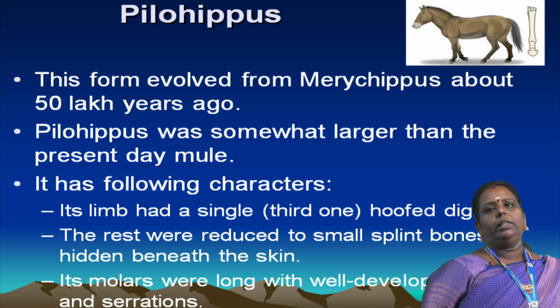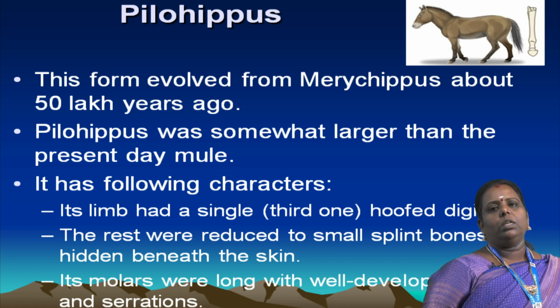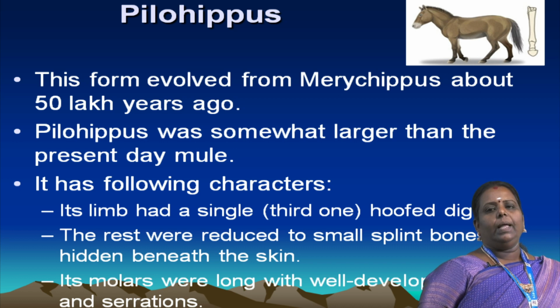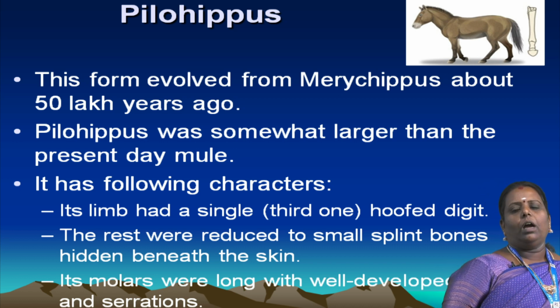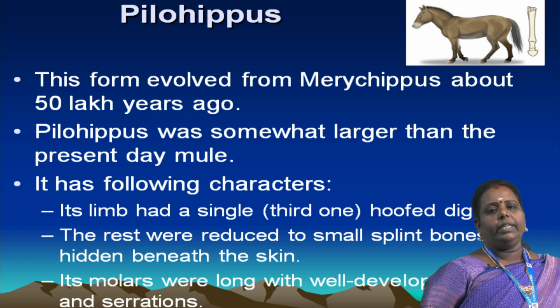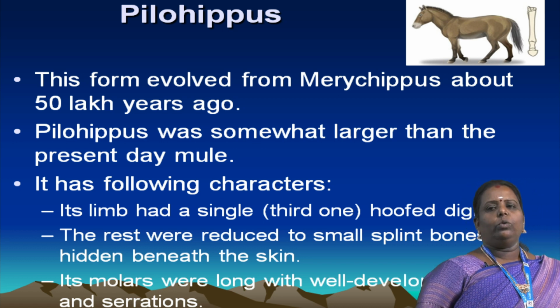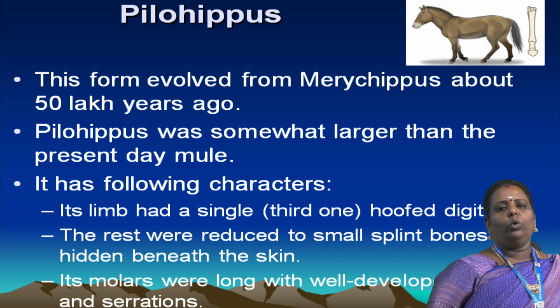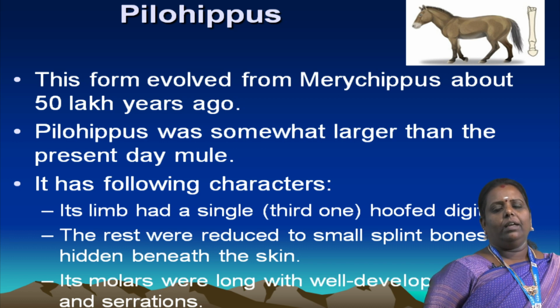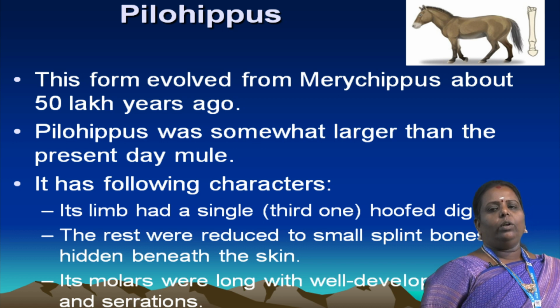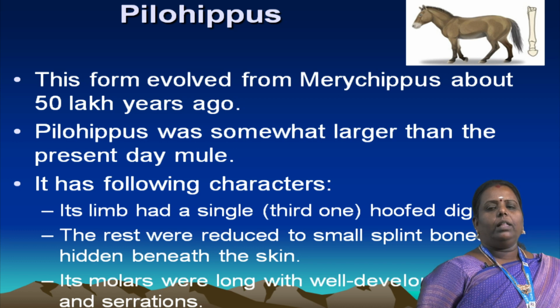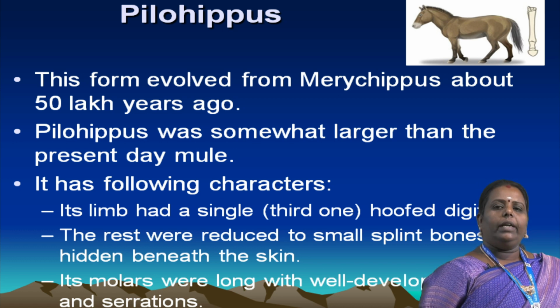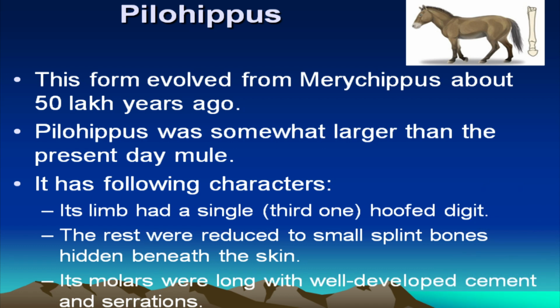Pliohippus was somewhat larger than the present-day mule. It has the following characters. First, the limb had a single hoofed digit. The rest were reduced to small splint bones hidden beneath the skin. What about the teeth? The molar teeth were long, with well-developed cement and serration.